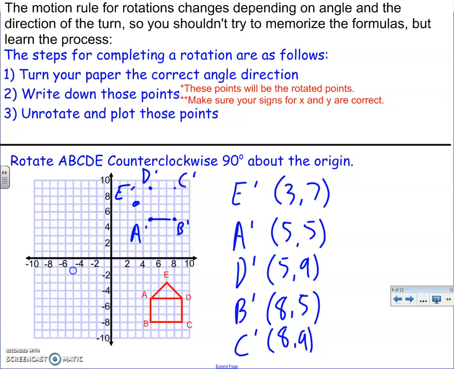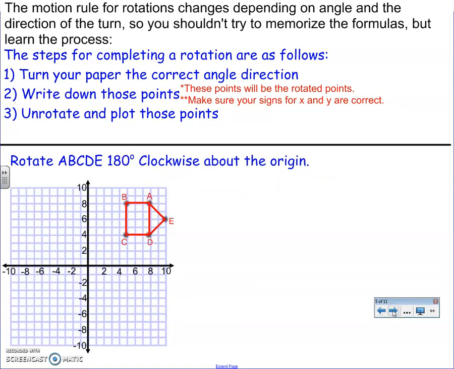Now if I connect this, it's the same picture, just turned or rotated clockwise, sorry, counterclockwise 90 degrees. Same size, same shape, same angles and everything. Alright, and I'm not going to bother doing the motion rule, but if you compare them to the original, you'll see what happened. Remember, you switch x and y, and then you multiply one of them by a negative, so that's both of them. Alright, here's the next one.